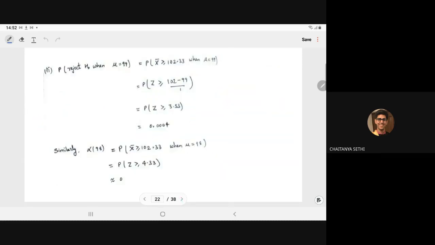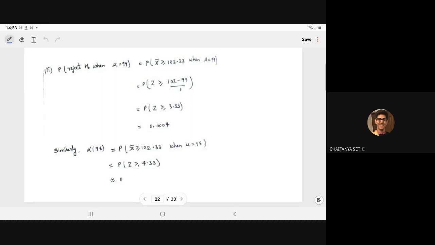So in this case, probability of rejecting H naught when mu is equal to 0.99. So X bar greater than 102.33 when mu is equal to 99. Instead of the 100, now it is given to you as 0.99. So Z greater than or equal to (102.33 minus 0.99) upon 1. So it will come Z greater than or equal to 3.33.